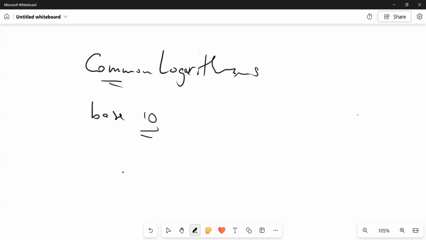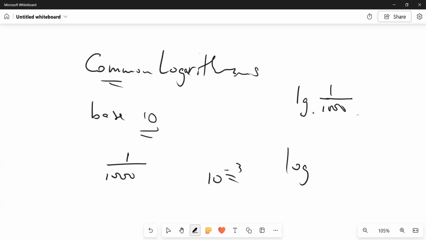So, just to give you this, let's say 1 over 1,000 is really 10 to the minus 3, right? So the logarithm is minus 3. When you're dealing with base 10, the textbook would write it like this: lg of 1 over 1,000. They wouldn't put 10 here. You have to know that we're working in base 10, equal to minus 3. The logarithm of 1 over 100 is minus 2. The logarithm of 1 over 10 is minus 1.